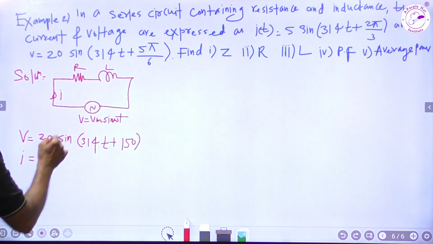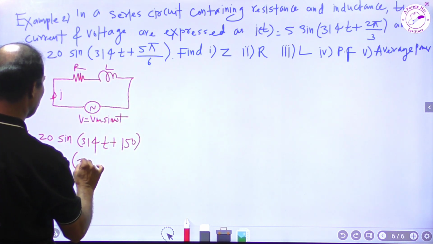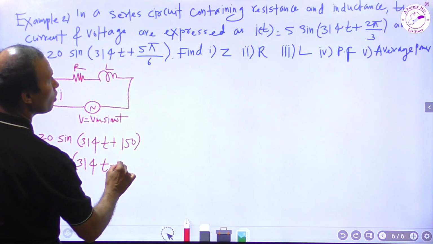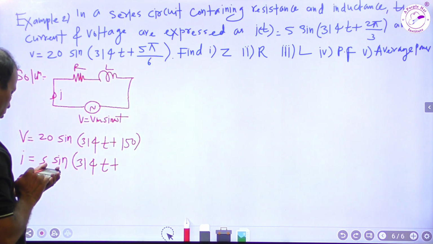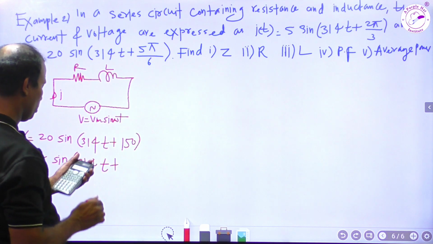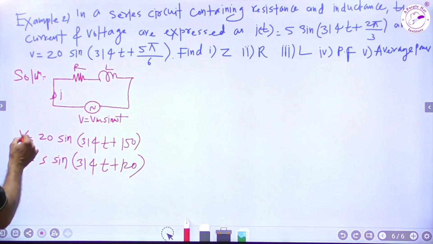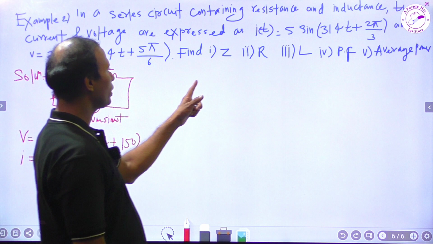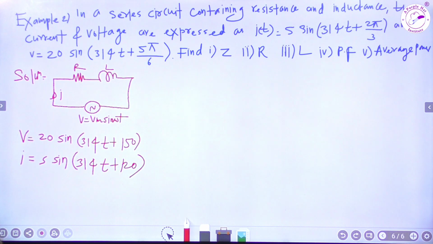And then the current equation, 5 sine 314t plus 2 pi by 3: 2 into 180 divided by 3 is 120. We found the angle 120 for current. This is the instantaneous value of voltage and this is the instantaneous value of current. What do we have to find? Impedance, resistance, inductance, power factor, average power. If you find impedance, all the other things can be easily calculated. So apply the impedance formula.